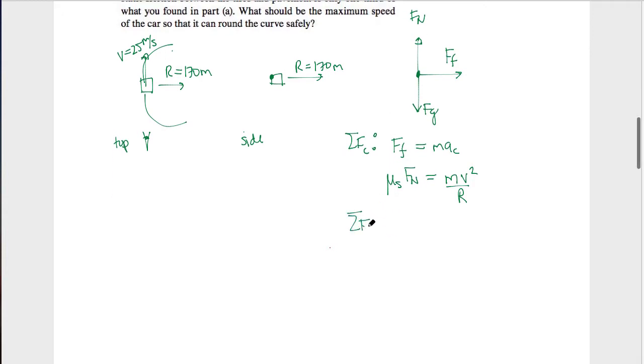In the y direction, I have normal force minus the force of gravity is equal to mass times acceleration in the y, which is hopefully 0 unless my car sends flying off the road here. So I can rewrite this as Fn minus mg equals 0, or my normal force is equal to mg.